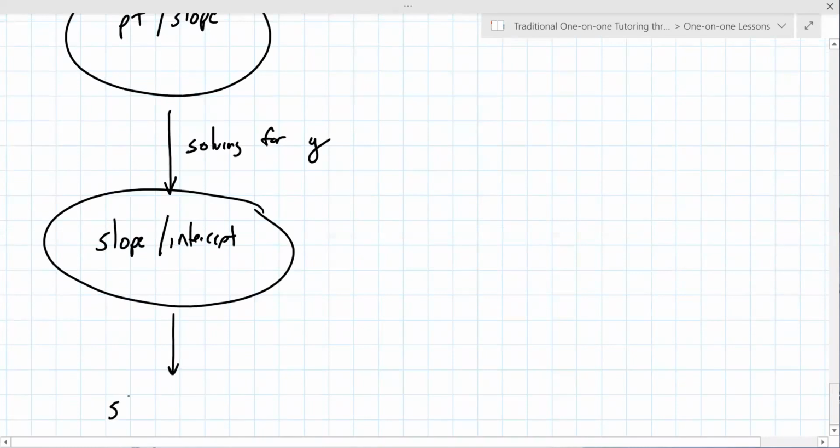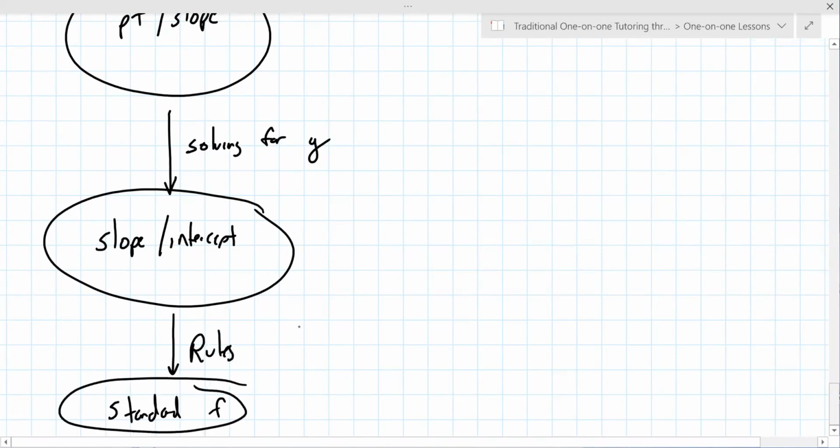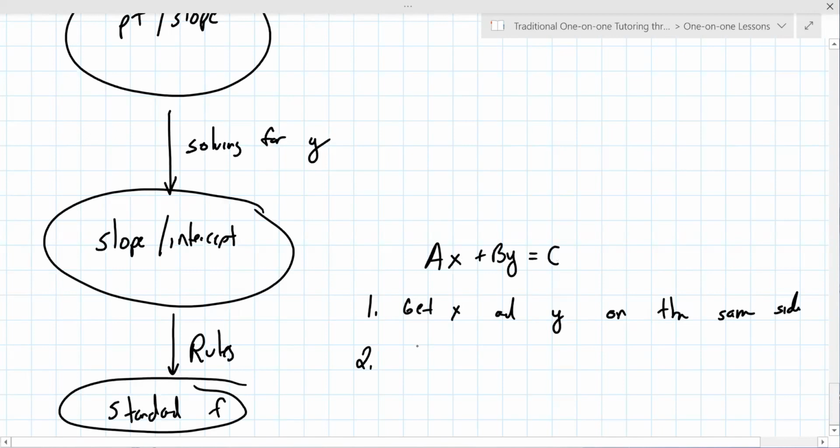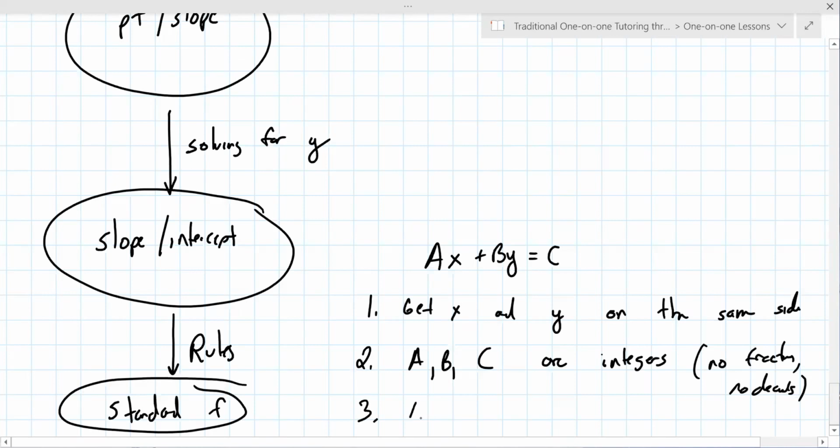To put something in standard form, you typically go from slope intercept form. And there's a bunch of rules here, so we need to cover those rules. The first rule is that you have to get x and y on the same side. Second rule, ax plus by equals c, where a, b, and c are integers. Another way to think of that is there's no fractions, no decimals. They're whole numbers, nice numbers. And then the third rule is that a is positive.